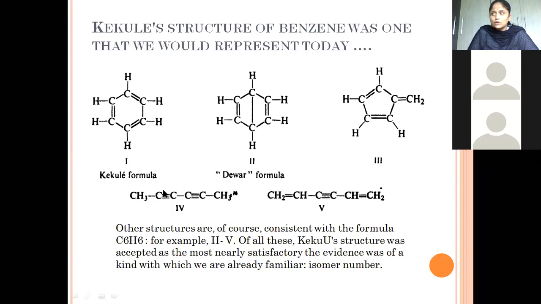6 electrons are there, but instead of possessing carbon-carbon double bonds, there are carbon-carbon triple bonds.